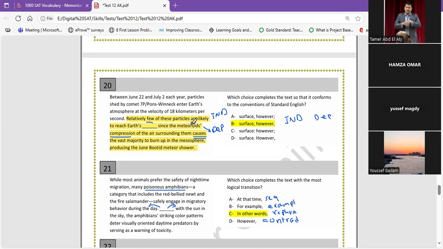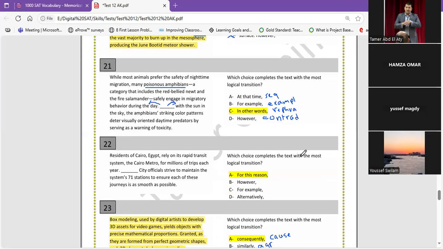Since the meteoroids, this is dependent. Since the meteoroid compression of the air around them causes the vast majority to burn up in the mesosphere, producing, this is a modifier, producing the June meteor shower. Okay. Now we have two independent clauses, and we know that we can't put anything between them. But here we have "however" with a semicolon, wrong, because we can't put a semicolon. So cancel A, cancel D even, and cancel C. So the answer is going to be B.